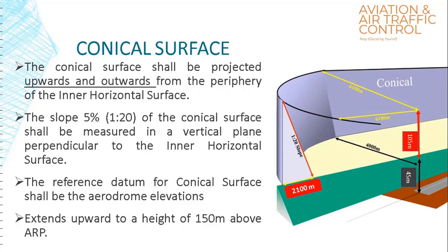So above 45 meters up to 150, that is 150 minus 45, it will be 105 meters. So for a 105 meter vertical distance, the lateral distance will be 2,100 meters.